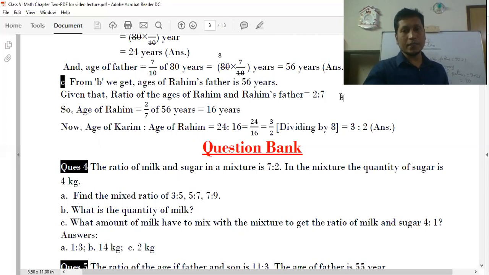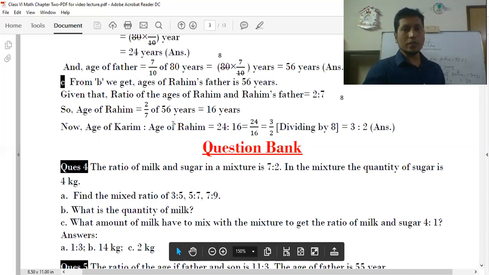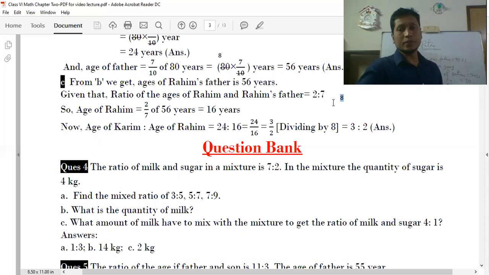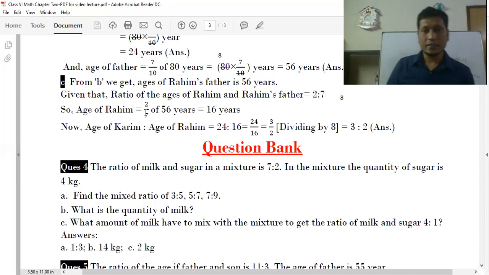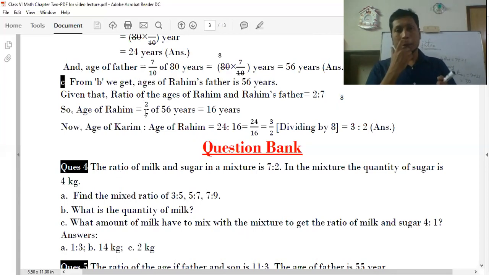We have known Rohim's father's age, and now we have known the ratio of Rohim's age to his father's age. So Rohim's age will be 2/7 of 56 years because their ratio is 2:7. That is, Rohim is 2/7 part of his father's age.